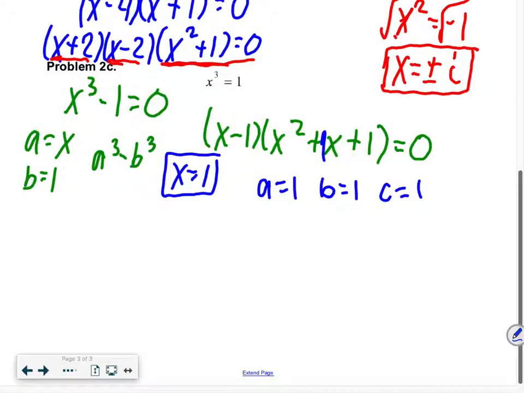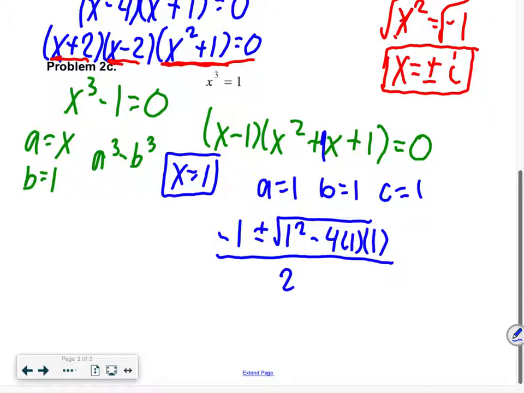Negative 1 plus or minus the square root of 1 squared minus 4 times 1 times 1, all divided by 2 times 1. If I simplify this, 1 minus 4 is negative 3, so I get negative 1 plus or minus the square root of negative 3 divided by 2.